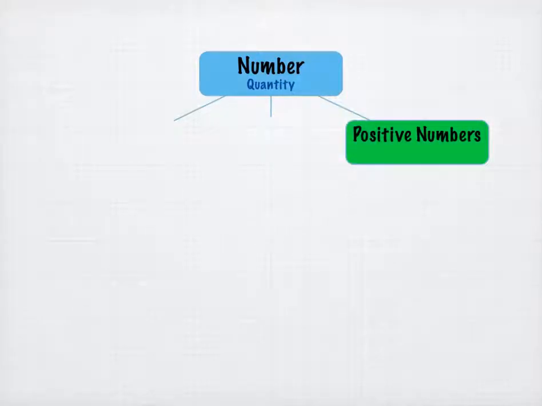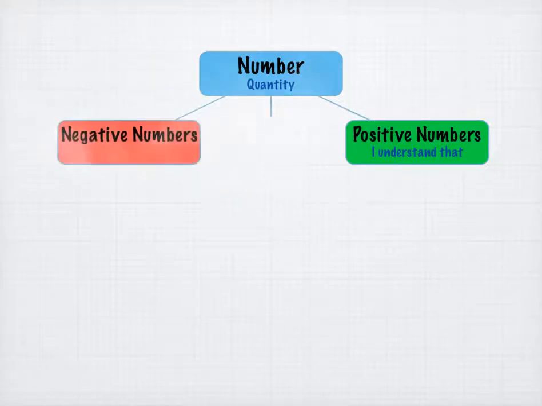So we've got positive numbers. And what could we say about positive numbers? Positive numbers are the numbers you understand. They don't freak you out, you don't cry, nothing really big deal happens when you think about positive numbers. Then there are the negative numbers.